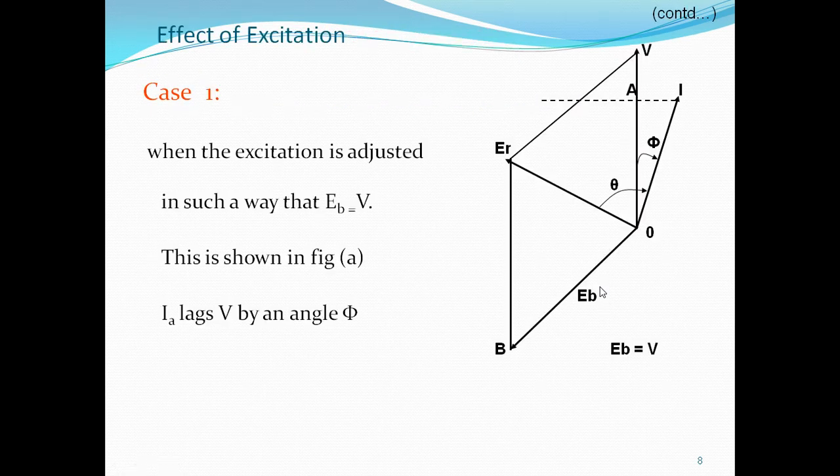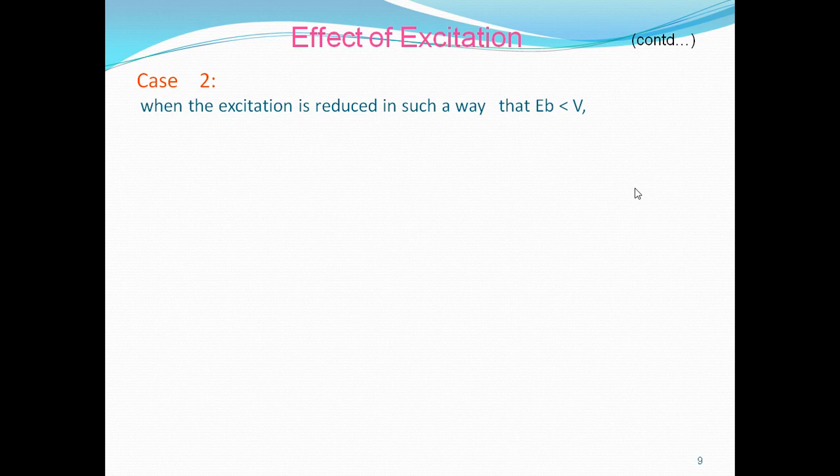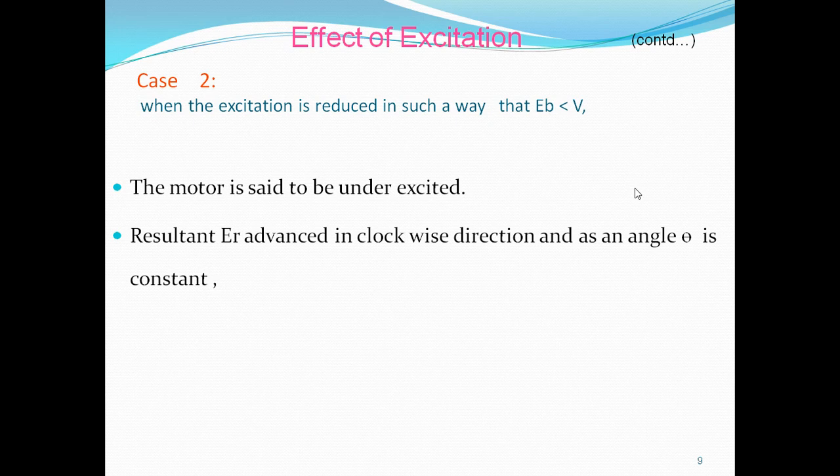So this is normal excitation, where theta is a constant internal angle, that is theta is equal to tan inverse of Xs by Ra. This is one condition. So the second condition is, if you reduce the excitation, then what happens? EB is less than V. When EB is less than V, then what happened?